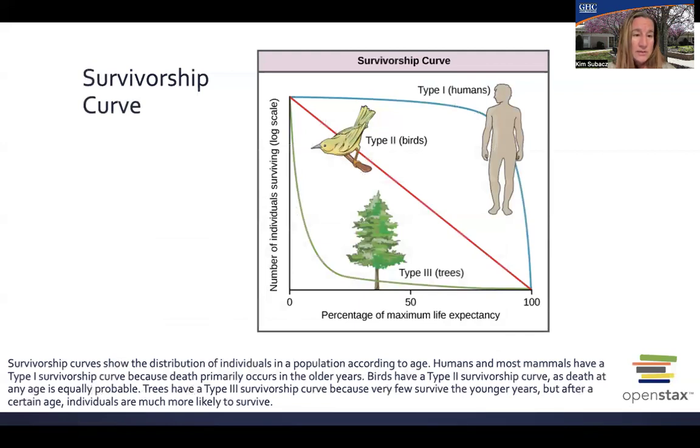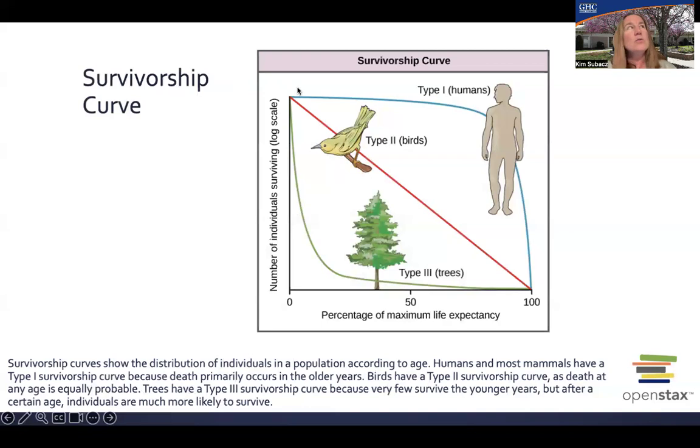Survivorship curves are also talked about in biology and ecology all the time. We've got 3 types of survivorship curves. There are type 1s, and that's us. If you look at the x-axis, that's your life expectancy: how long you're expected to live. The y-axis is the number of individuals. We all start off at the very top of the y-axis, and then how does it go? How many are going to reach maximum life expectancy?